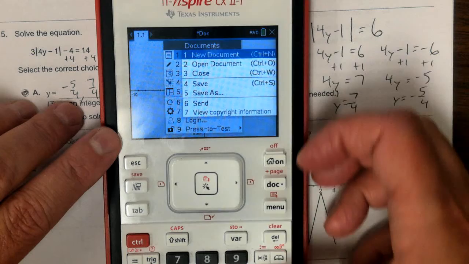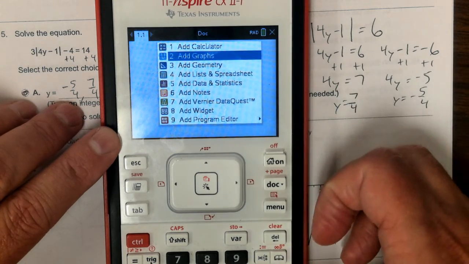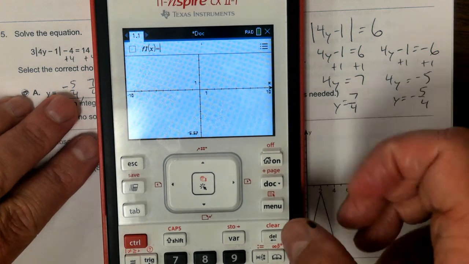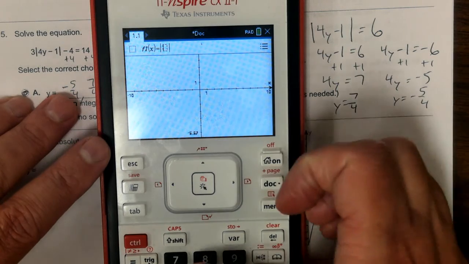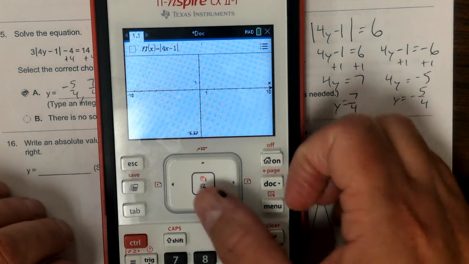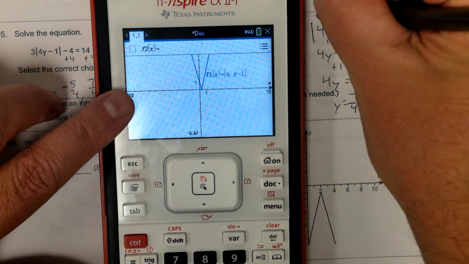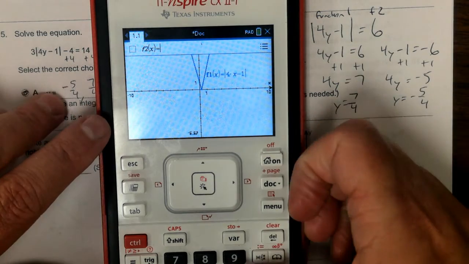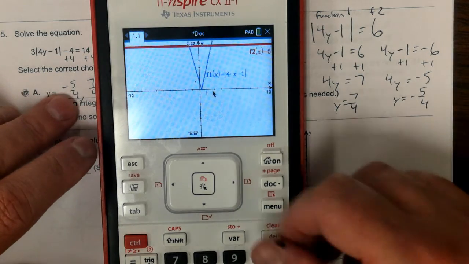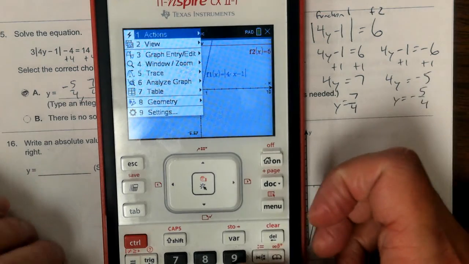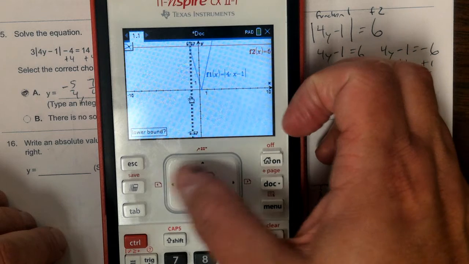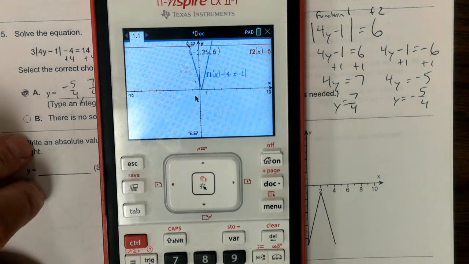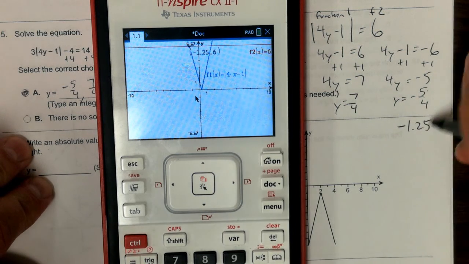What I really needed to do was go to a graph and just say absolute value for x minus 1. That's my function 1. And this is function 2, 6. So there I'm going to see I have two answers. I can go to intersect between here and here. That's your negative 1.25, which matches that one.